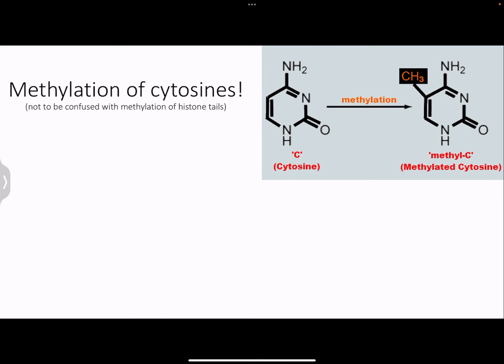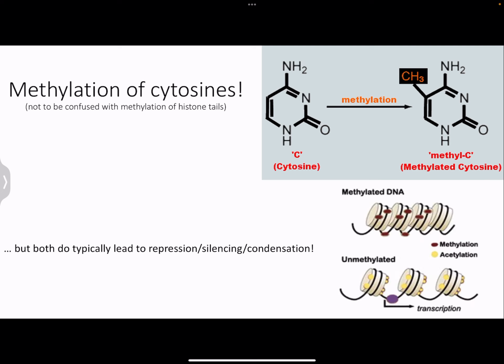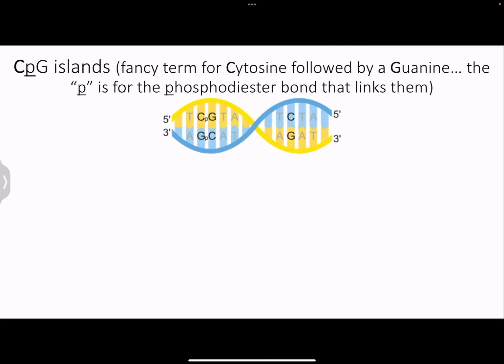So we methylate the histone protein, but you can also methylate the cytosine. And it actually works out a little bit easy though, because in both cases, it's going to lead to condensation, repression, silencing. So this would be methylated DNA. It's typically going to be associated with compression.